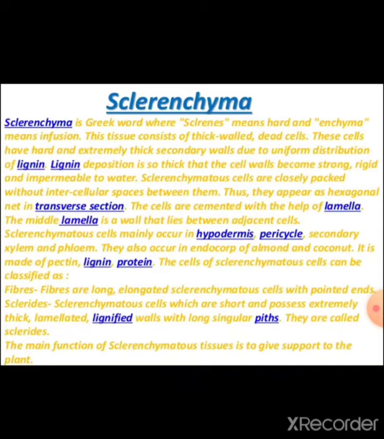Sclerenchymatous cells mainly occur in hypodermis, pericycle, secondary xylem, and phloem. They also occur in the endocarp of almond and coconut. It is made of pectin, lignin, protein. The sclerenchymatous cells can be classified into two types: fibers and sclereids. Fibers are long, elongated sclerenchymatous cells with pointed ends. Sclereids are sclerenchymatous cells which are short and possess extremely thick lamellated lignified walls with long singular pits. They are called sclereids. The main function of sclerenchymatous tissue is that it gives support to the plant.